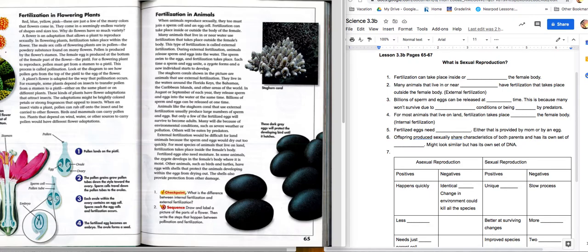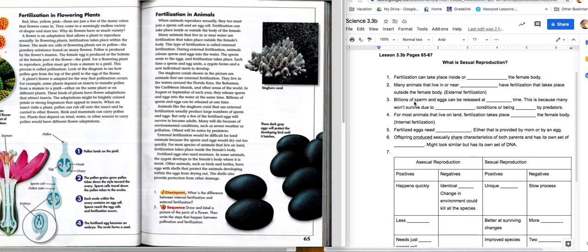The staghorn corals shown in the picture are animals that use external fertilization. They live in the waters around the Florida Keys, the Bahamas, the Caribbean islands, and other areas of the world. In August or September of each year, they release sperm and eggs into the water at the same time. Billions of sperm and eggs can be released at one time.